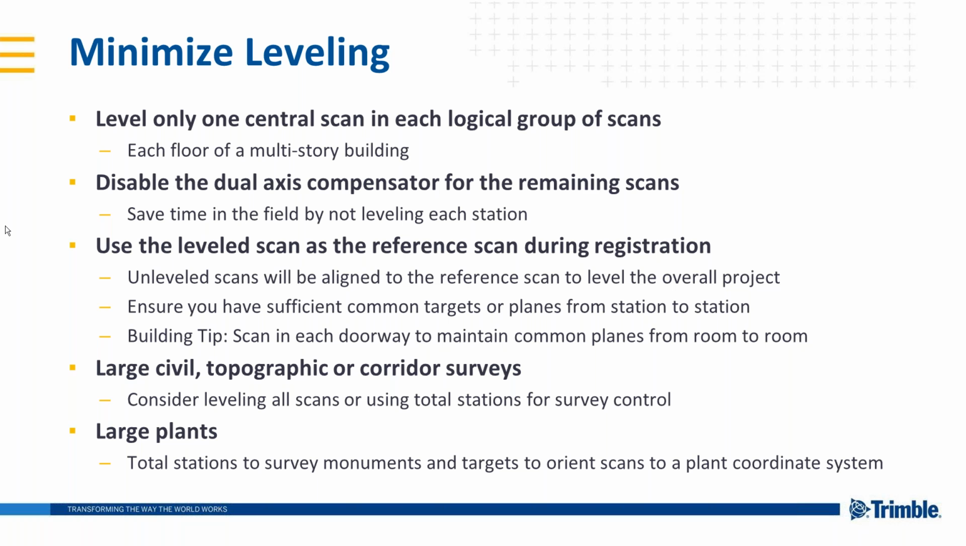For civil, topographic, or corridor surveys of large areas, you may choose to level all the scans so that any scan could be used as the reference scan. And there will likely be more distance between each station. These projects may also employ total stations for survey control to orient registered scans. Total stations may also be used to survey monuments and targets in large plant projects to orientate the registered scans to a plant coordinate system.